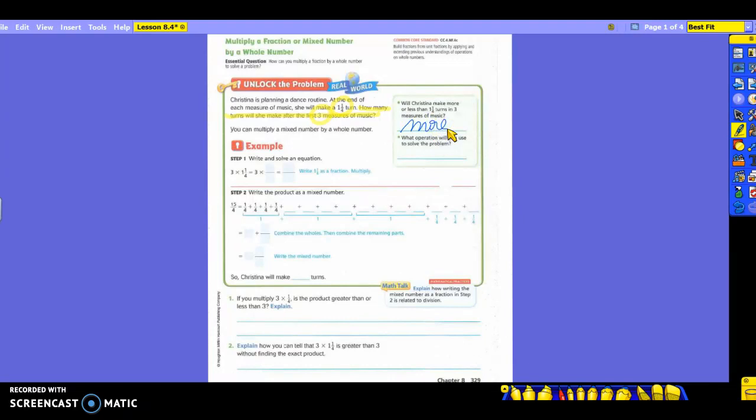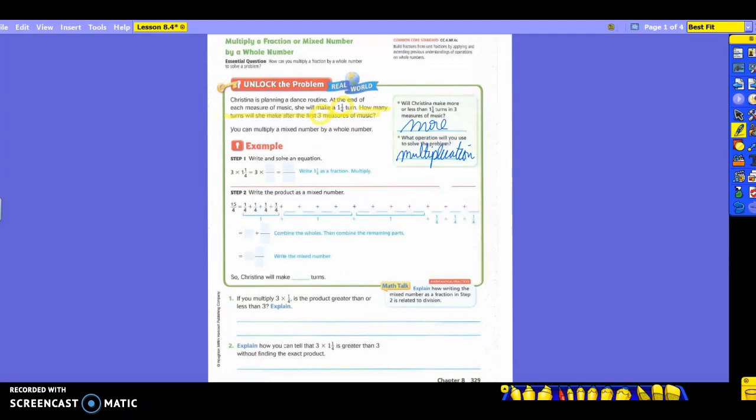And then what operation are we going to use to solve the problem? Kind of already told you that if you were paying attention. Cheyenne, what does it say? Multiplication. So we are going to multiply our mixed number, which is 1 1/4, by our whole number, which is 3. All those mathematical terms we need to make sure we're remembering. So looking at what they wrote, 3 times the 1 1/4 is your multiplication problem.